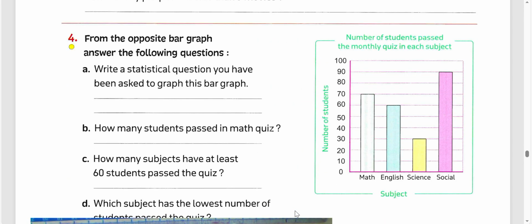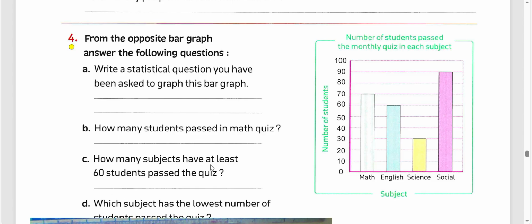Write a statistical question you have from the graph. This graph is about the number of students who passed the monthly quiz in each subject. What's the mark of all students? Next question. How many students passed in math class? The answer here: at least 70 students passed math.